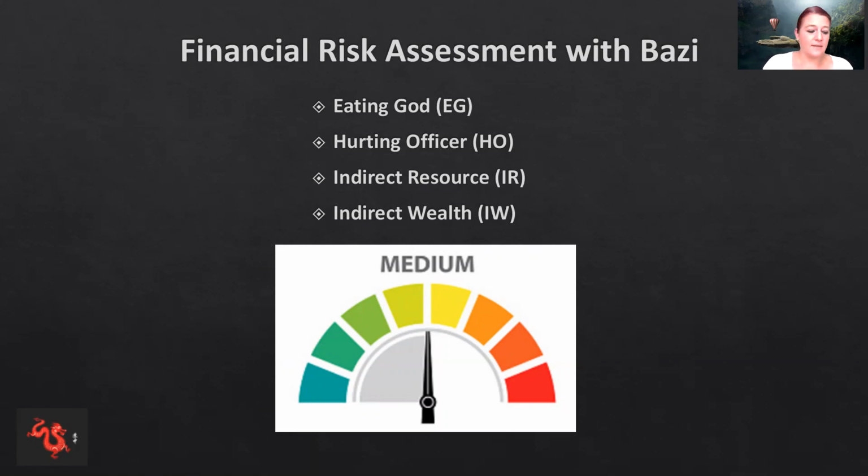The problem is that they don't really care that much about money because for them the art is more important, or the lifestyle is more important. Having a fancy painting in the living room is much, much more important than liquidating it if you're in a financial crisis. It's that kind of attitude. So that's why we classify the eating god as a medium financial risk person.